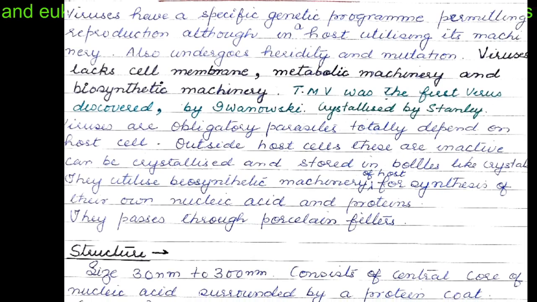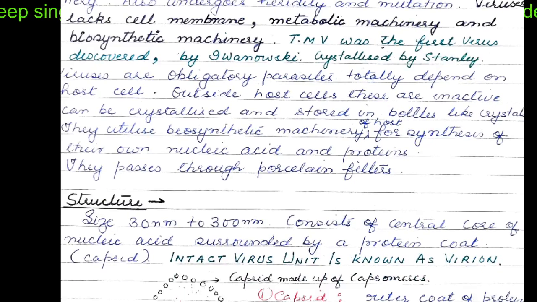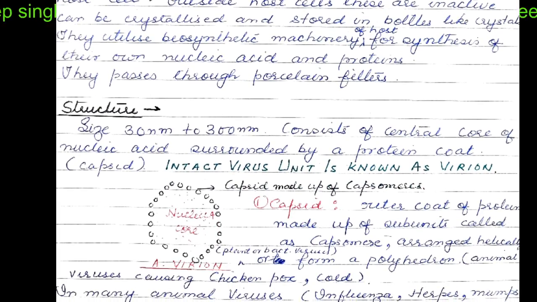Viruses are obligatory parasites because they totally depend upon the host cell. Outside the host cells, they are inert and inactive. They can be crystallized, as I have told you, and can be stored in bottles like crystals. They utilize the biosynthetic machinery of the host for the synthesis of their own nucleic acids and proteins. However, they are so small that they can pass through porcelain filters through which bacteria could not pass.